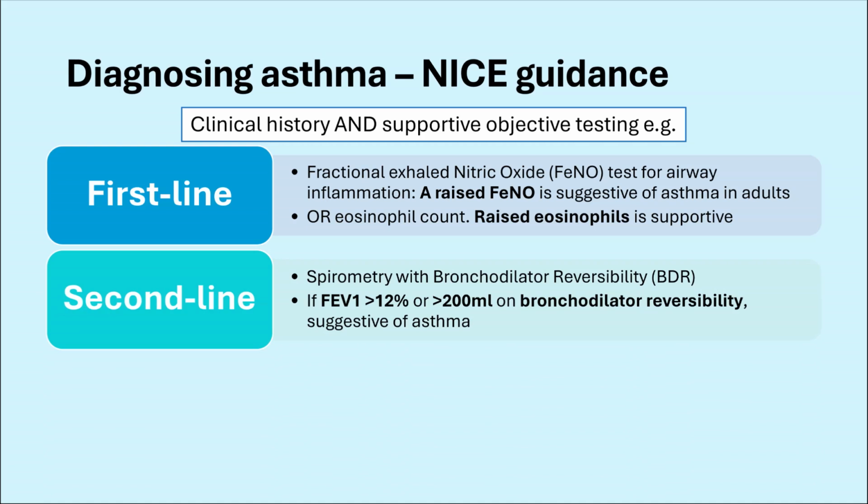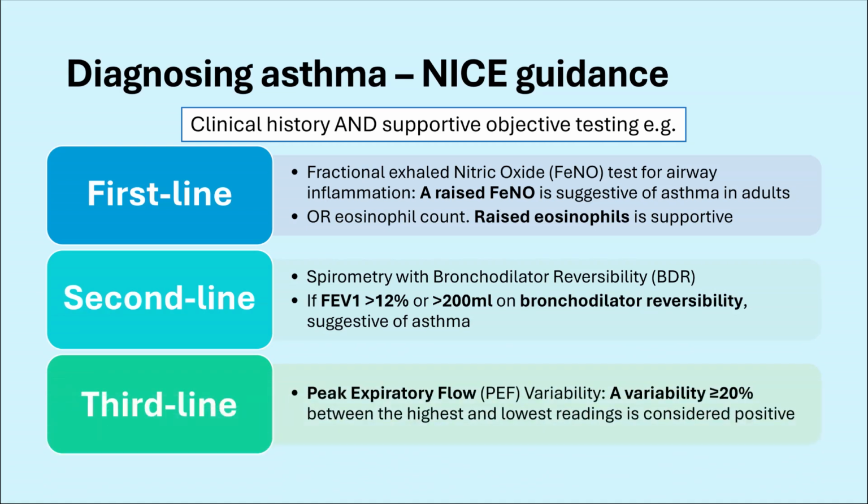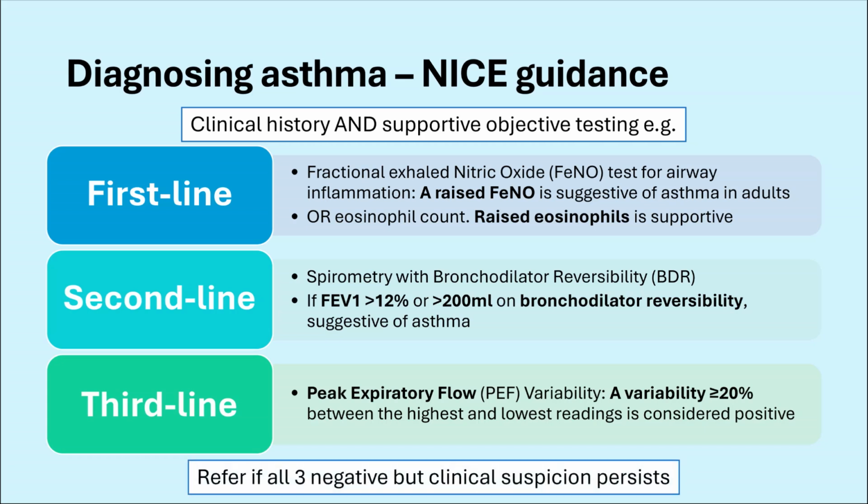Again, the third line, what you could do is a peak expiratory flow test, and essentially what you ask the patient to do is to measure their peak flow morning and night for 2 weeks, and if there's a variability of about 20% in the highest and the lowest reading, the test is considered positive. Now, if all these tests are not conclusive evidence for asthma but you still are suspicious about it, then refer to someone who knows a bit more than you about asthma, such as a respiratory physician.